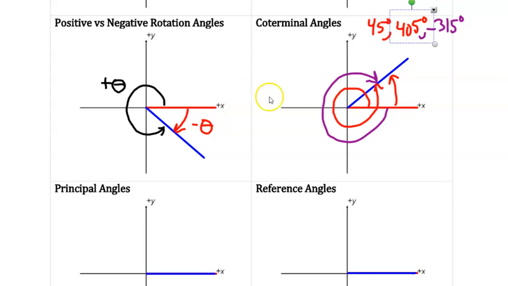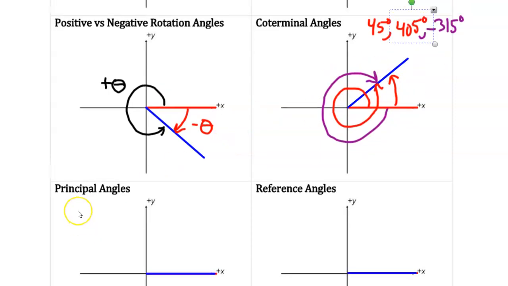Okay, now, are there more? Of course. I could just keep rotating more times around the origin and continue to end at that terminal arm, and thus generate more and more coterminal angles. So coterminal angles are angles that share the same terminal arm.